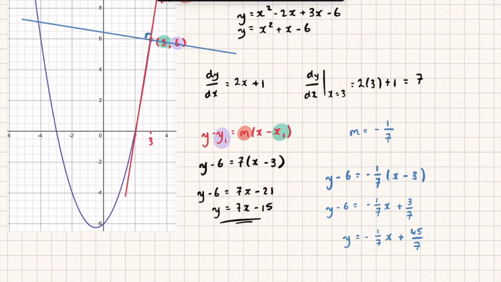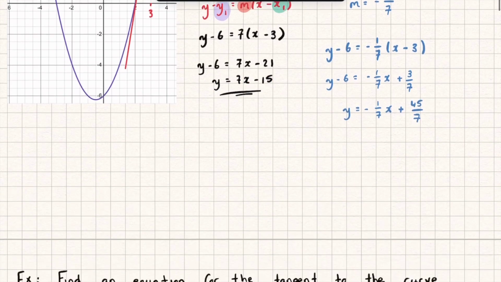I find people like to use decimals when they end up with a gradient like this, but I do think fractions are a bit better. Your answer looks a bit neater, so if you can, leave your answer in terms of a fraction. And so we found both the equation of the tangent and the normal to the curve. Let's now look at a second question.